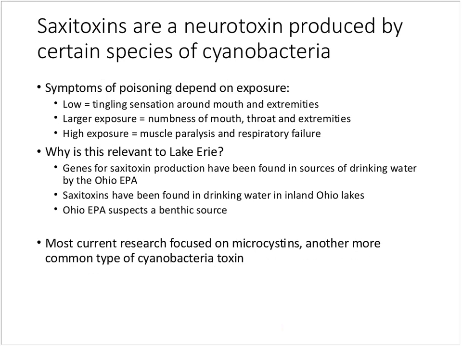Cyanotoxins, then, are a type of toxin that are produced by the cyanobacteria. And they're a neurotoxin. The symptoms range from low exposure, where you get tingling around your mouth and your arms and legs, to high exposure, where you can get muscle paralysis, respiratory failure, and ultimately death.